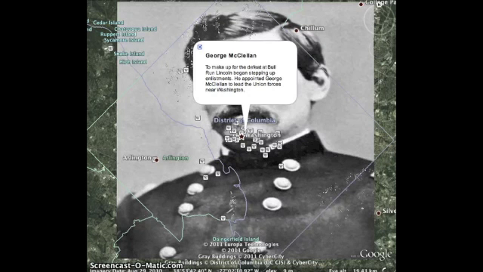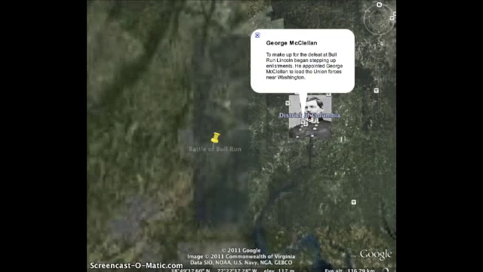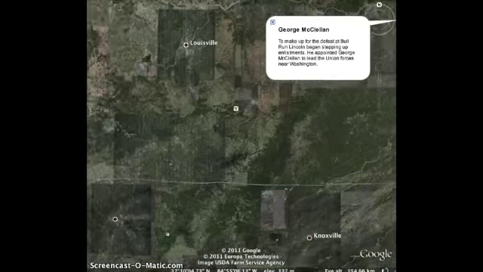So we have George McClellan now in charge of the Union Army at Washington, D.C. Another head of the Union Army was Ulysses S. Grant.